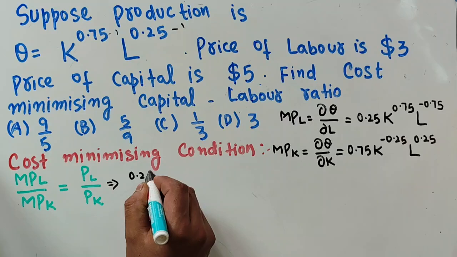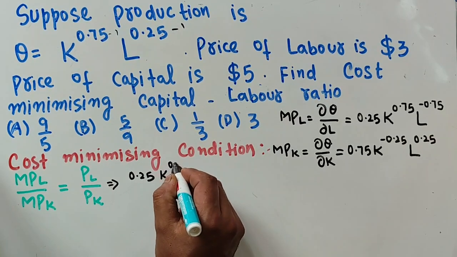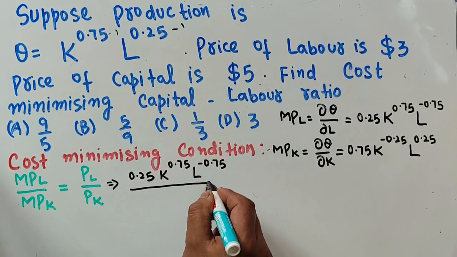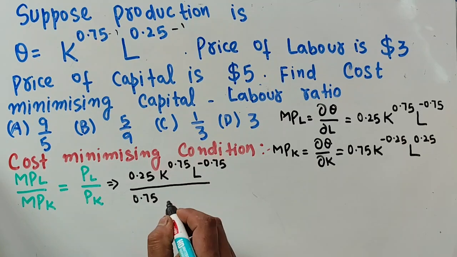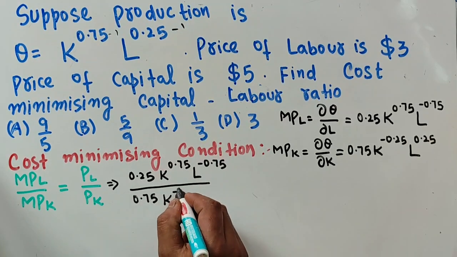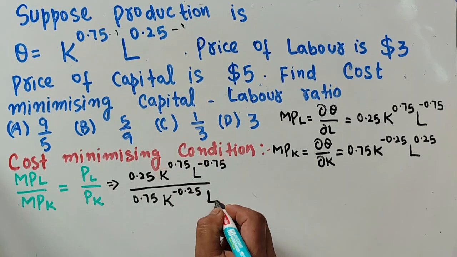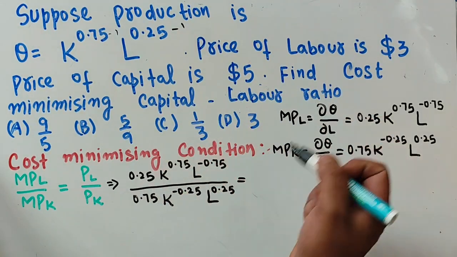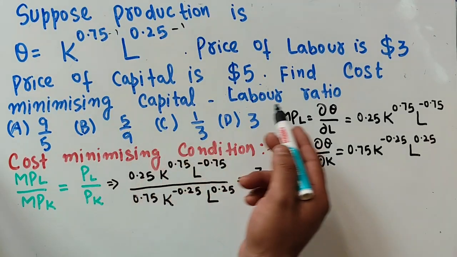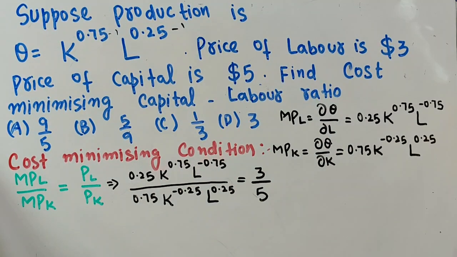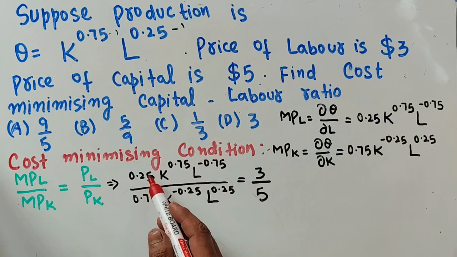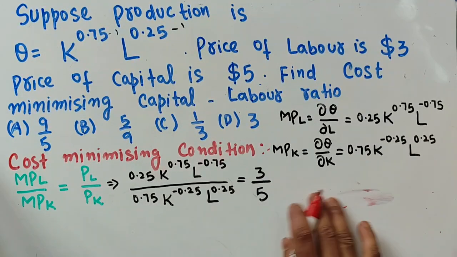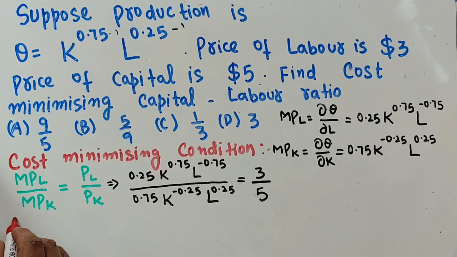So MPL is 0.25 K raised to the power 0.75 times L raised to the power minus 0.75, divided by MPK, which is 0.75 times K raised to the power minus 0.25 times L raised to the power 0.25. It should be equal to the price of labor, $3, upon the price of capital, $5. We need to solve this. So 0.25 upon 0.75 becomes 25 upon 75, which is equal to 1 upon 3.